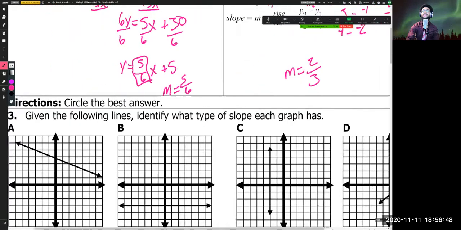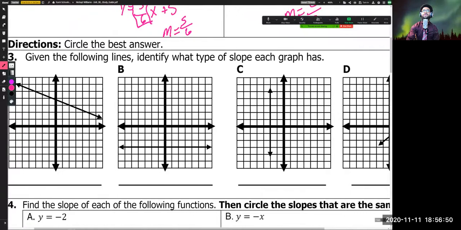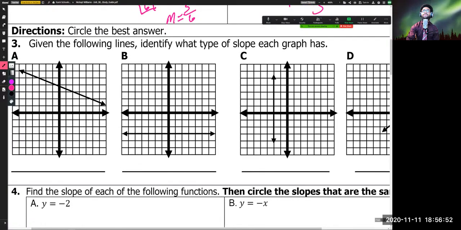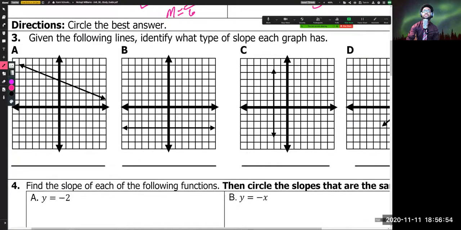Now let's look at number 3. Number 3, our directions say circle the best answer. The directions for 3 say, given the following lines, identify what types of slope each graph has. So our answers here are just going to be positive, negative, increasing, not increasing, because that's the same thing as positive. Positive, negative, horizontal and vertical, undefined, or 0.